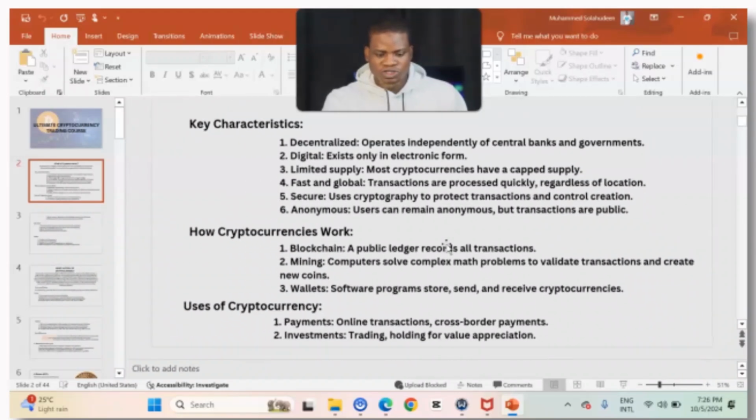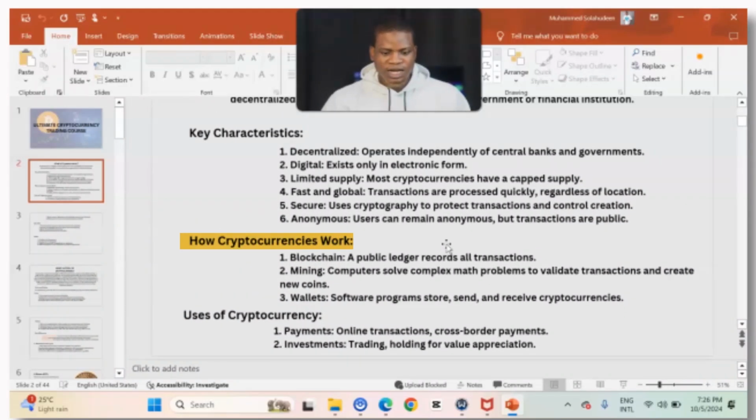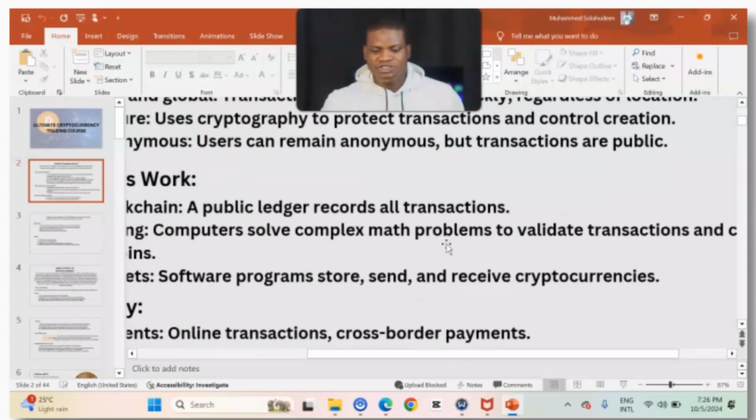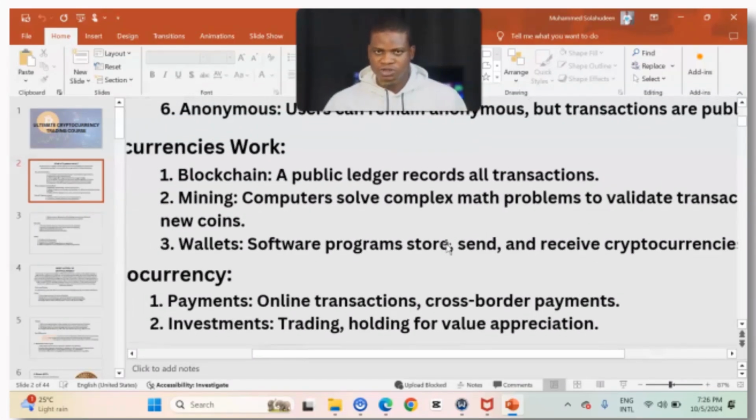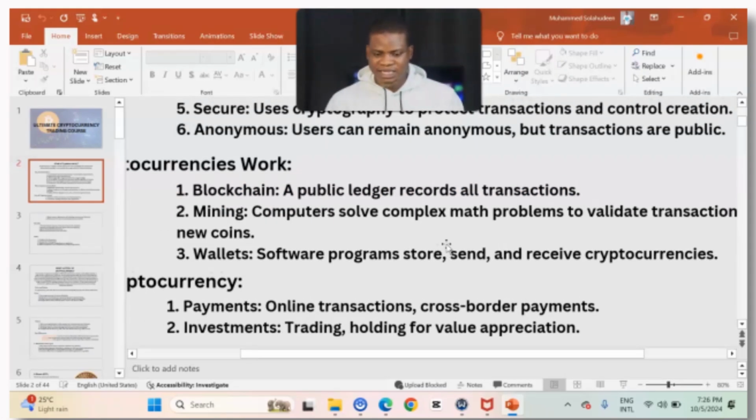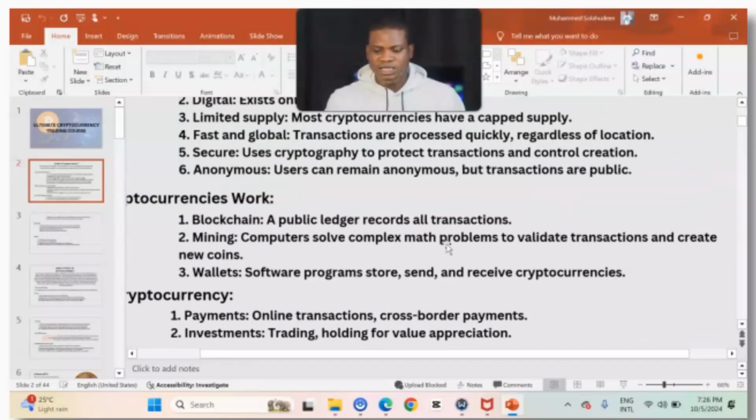So now, how does cryptocurrency work? Cryptocurrency works through blockchain, which is like a public ledger that records all transactions. So blockchain is more like the ledger where all transactions are recorded. All transactions that are happening in the cryptocurrency market are recorded. Also, cryptocurrency is formed through mining. Computers solve complex math problems to validate transactions and create new coins.